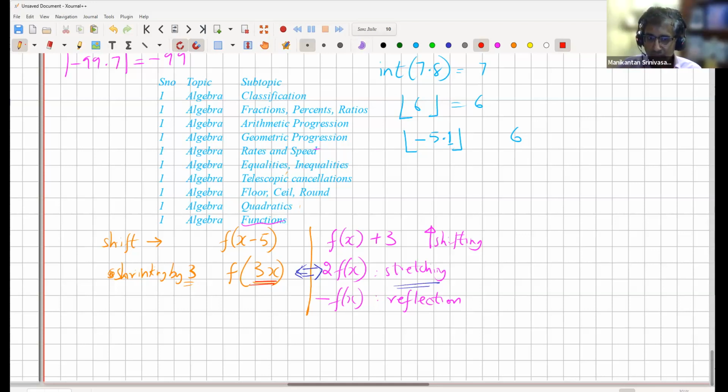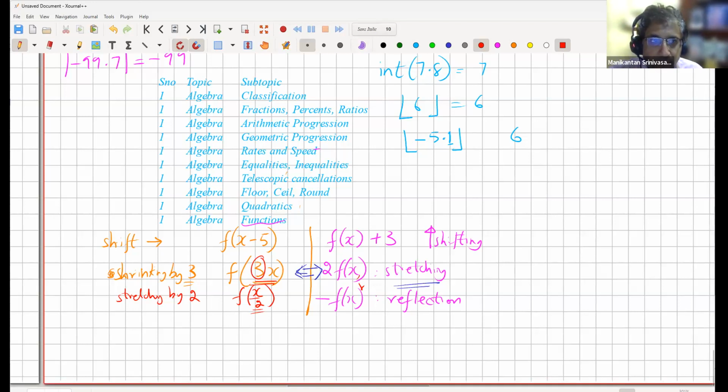Exactly. If I have f of x by 2, as he was saying, that's actually stretching by a factor of 2. It's becoming stouter, fatter. F of x by 2 is a slow moving function. F of 3x is a fast moving function. When you have f of 3x, always think of it in terms of a cyclic function, which repeats. So the period has shrunk, or rather the frequency has become 3 times. In this case, the frequency has become half, meaning it's becoming stouter, a slow moving function.